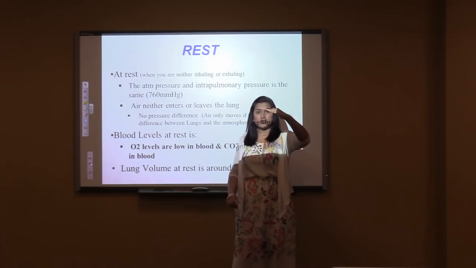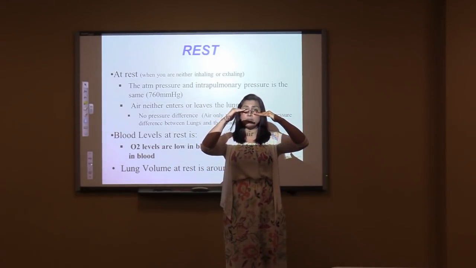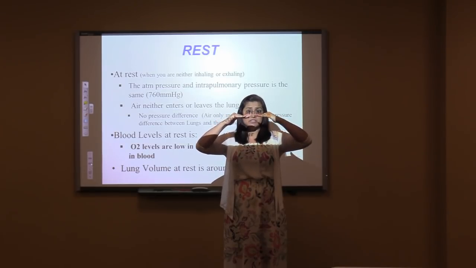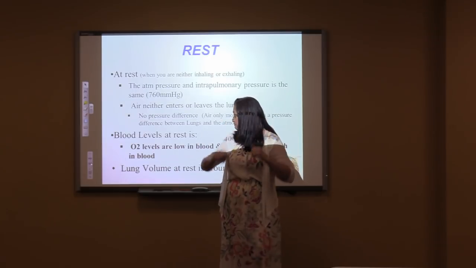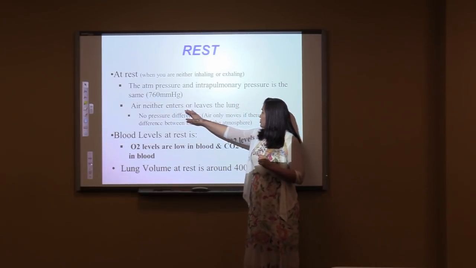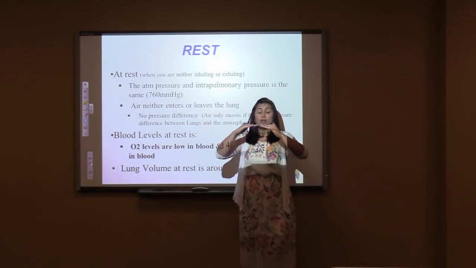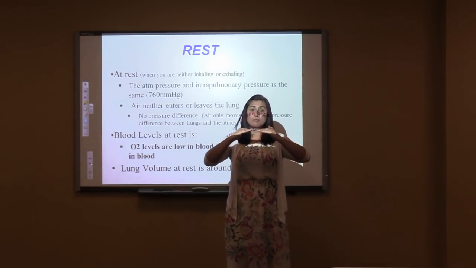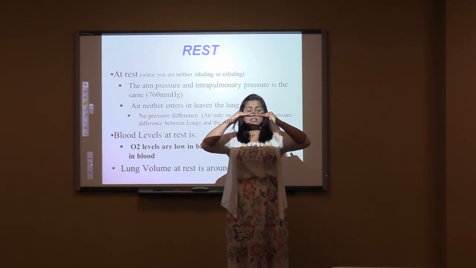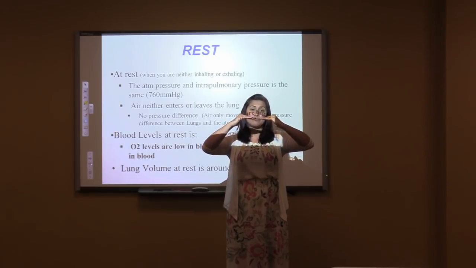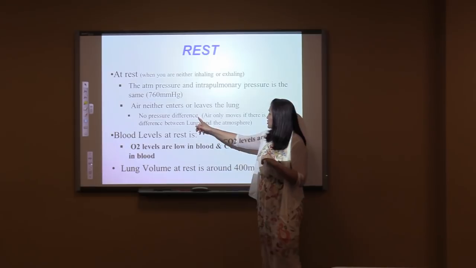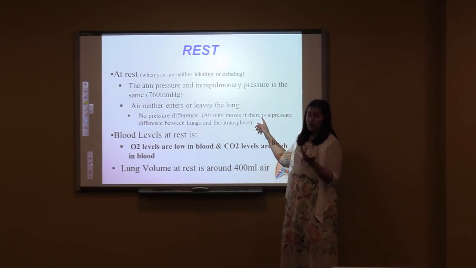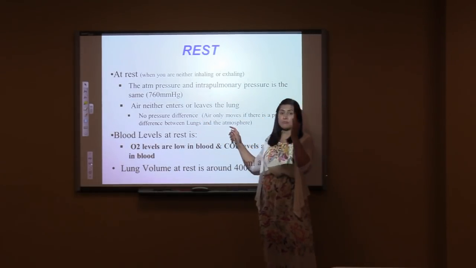So imagine this is atmospheric pressure. This is the intrapulmonary pressure, pressure within the lungs. It is the same, 760 millimeters of mercury, 760 millimeters of mercury. Okay? Air neither enters nor leaves the lungs. Why? As I mentioned, everything always goes from high to low. But if both areas are equal, there is no gradient for air movement. Everything is the same, so no pressure difference occurs at that time because air always moves from high to low.